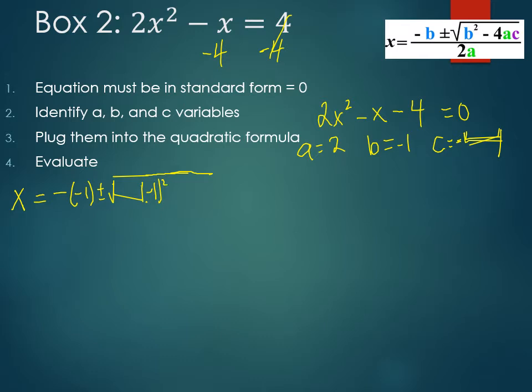Okay, negative 1 squared minus 4 times a times c, divided by... no, you're going to learn how to multiply.